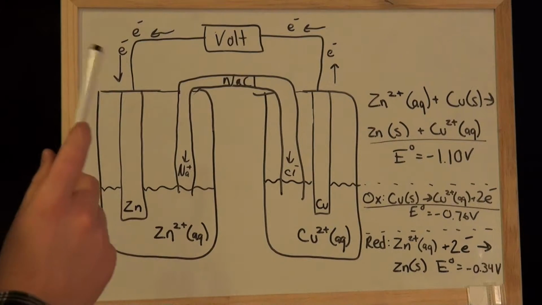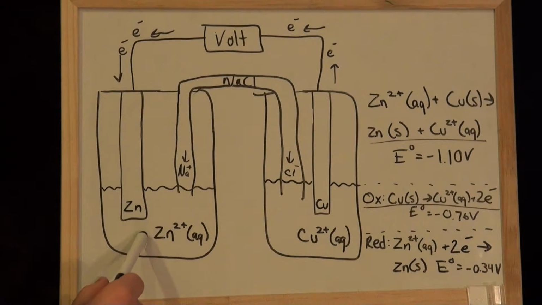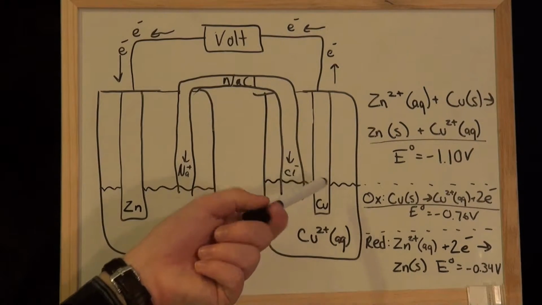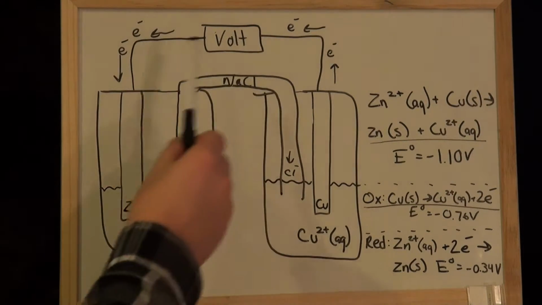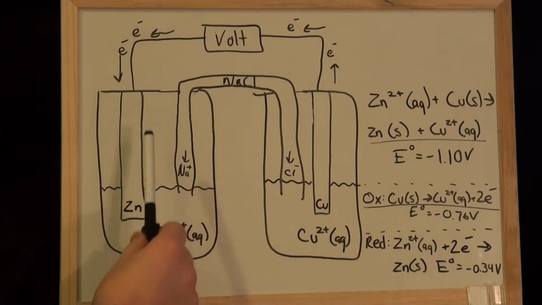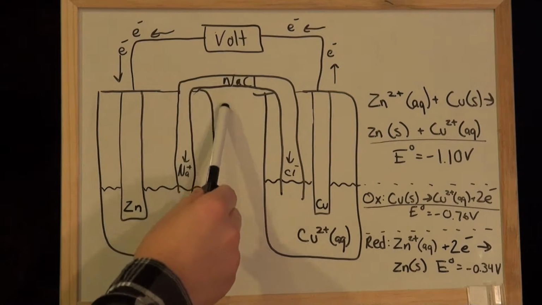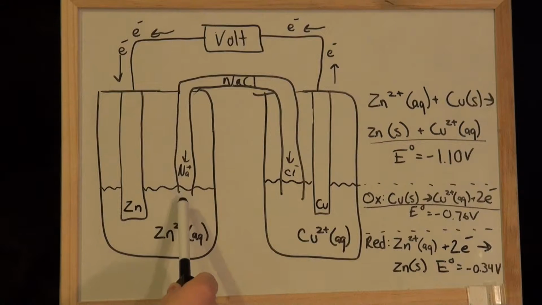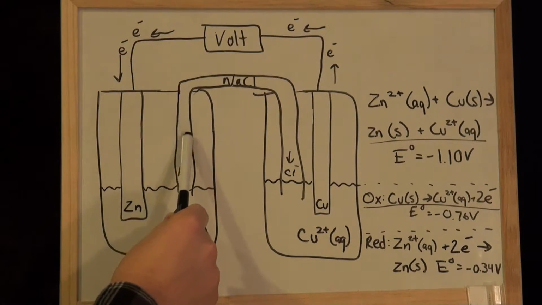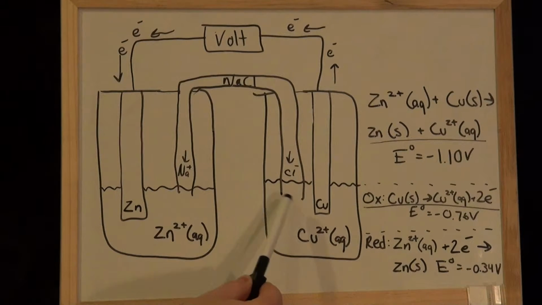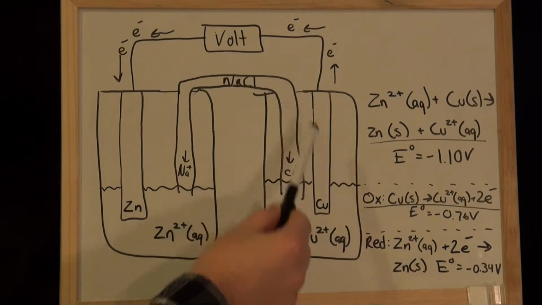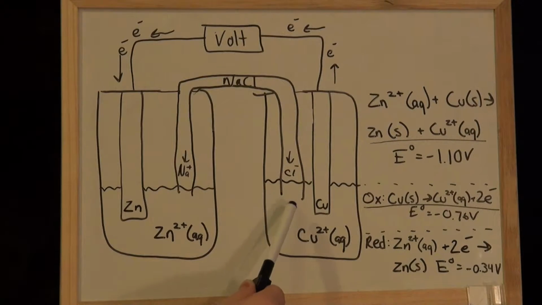In one beaker, you have the zinc cathode in a zinc 2+ solution. In the second beaker, you have a copper anode in a copper 2+ solution. Here is something called a salt bridge. In the salt bridge is a solution, which in this case is NaCl. In the beaker containing the cathode, you have the cation flowing into the solution. In the beaker containing the anode, you have the anion flowing into the solution.